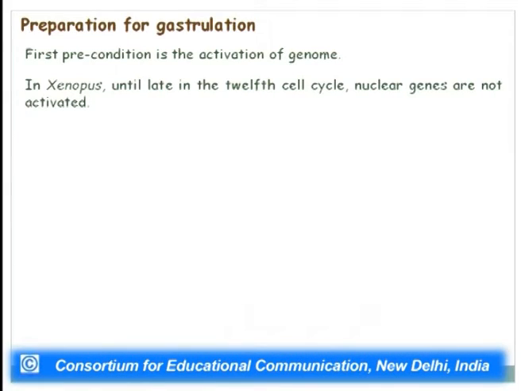Initially we also talked about how the cleavage divisions are synchronous, and this synchrony is because all the blastomeres are dependent on whatever mRNA or proteins are already accumulated in the egg cytoplasm. So, they do not manufacture their own proteins or their own mRNA, as their genomes are inactivated. After the 12th cleavage, the activation of the genome starts, and the synchrony is lost because in different blastomeres different genes can be transcribed. So, in Xenopus, until late in the 12th cell cycle, nuclear genes are not activated.